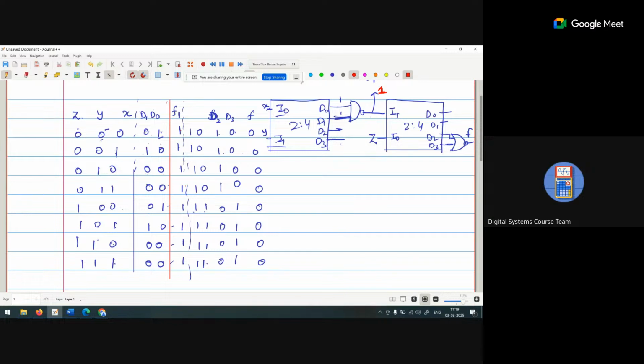Okay, now this is the first one. Stage 1 is completed. Now, stage 2. What is stage 2? This is I0, this is I1, and this one is Z, that is connected to I0.